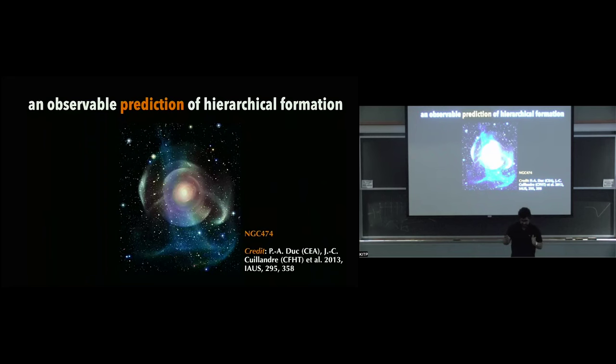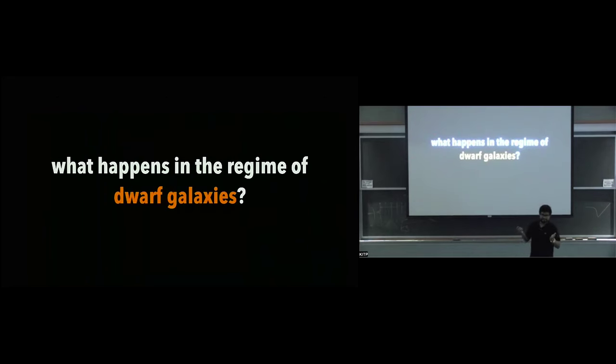So that was obviously relevant to the more massive galaxies, and the question I want to explore in the beginning today is what happens in the regime of dwarf galaxies. So is this picture of the stellar halos still something that persists at the lower mass scale?